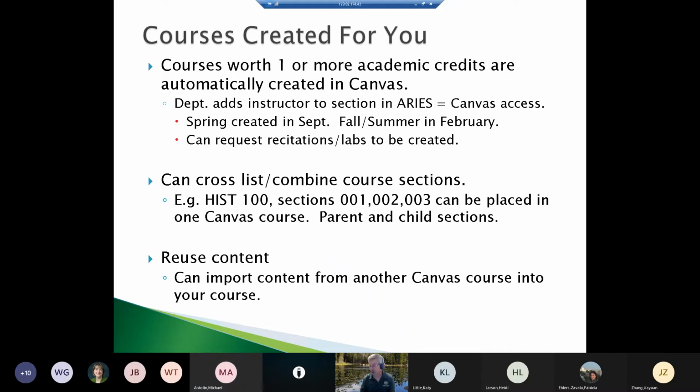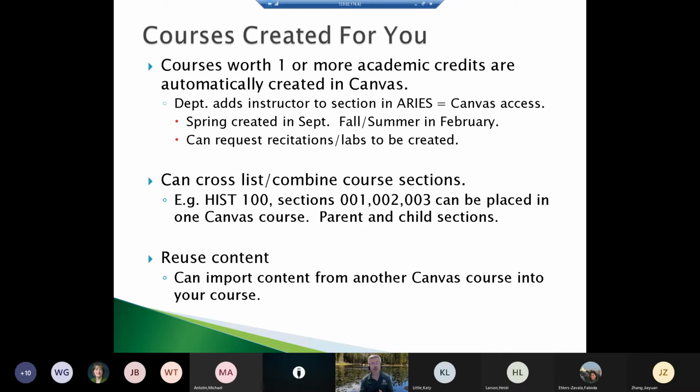So at this time of the semester, I will hear from instructors saying, hey, I can't see my fall course, what's going on? And most of the time it's because the department scheduler has not yet put them into the ARIES student information system as the instructor. And once they do that, then you get access to your course in Canvas.